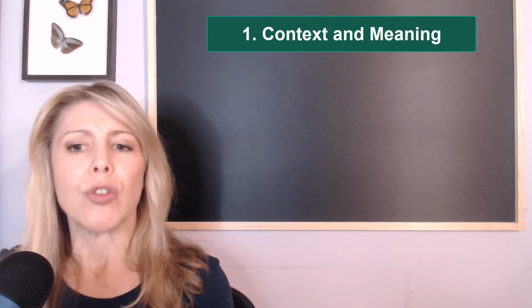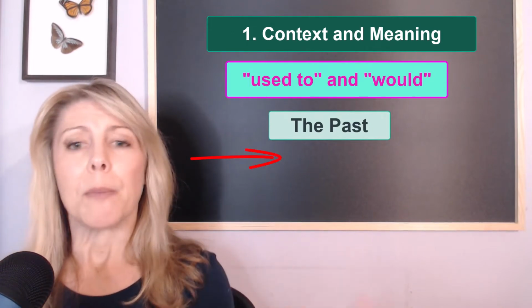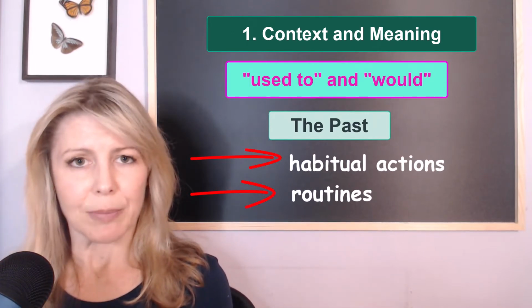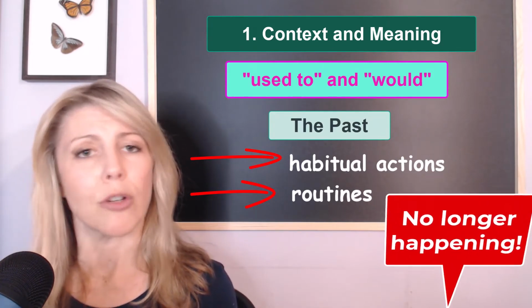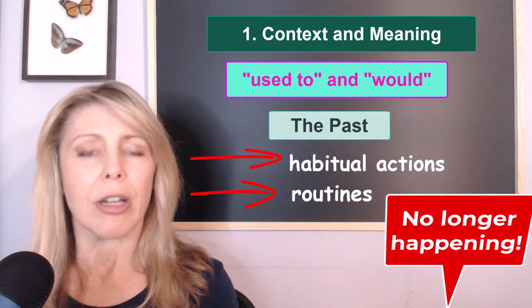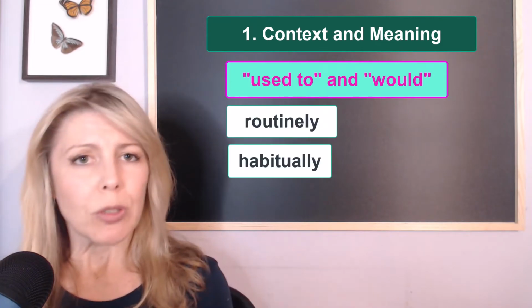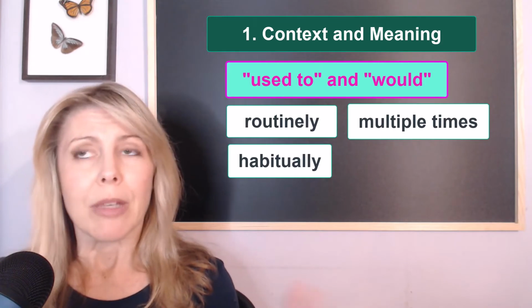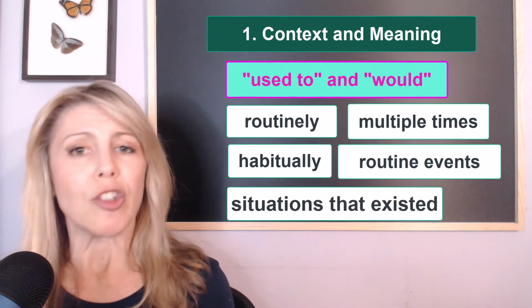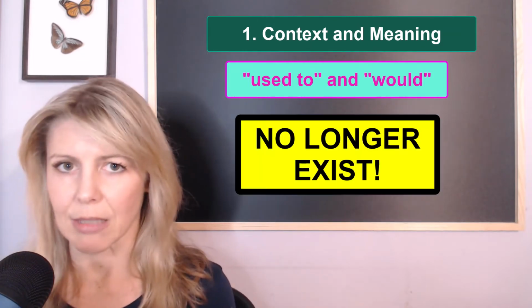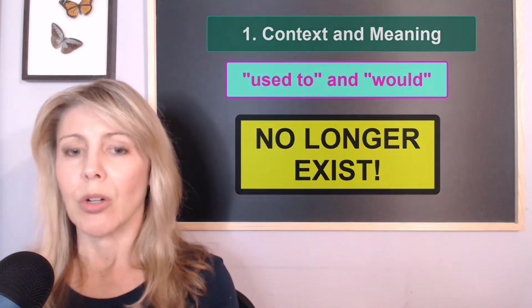So we can use used to and would when we are talking about the past, but specifically habitual actions and routines in the past. Now, these are events and actions and situations that are no longer happening now. They don't apply presently anymore. They're in the past. So things that we did routinely, habitually, or multiple times, events that occurred routinely multiple times, or situations that existed and they no longer exist in the present. They're in the past. They're over. They're done.